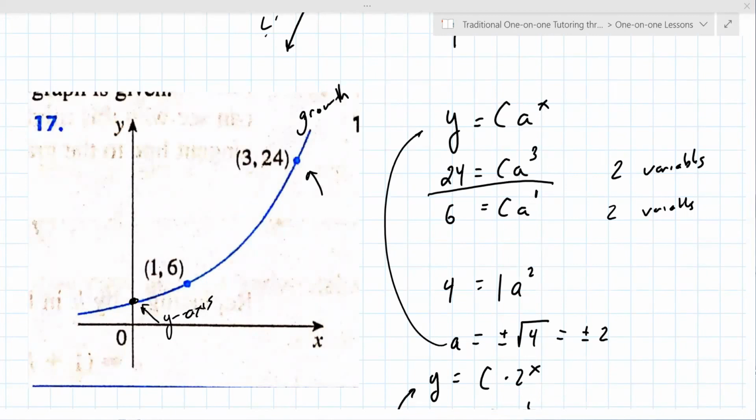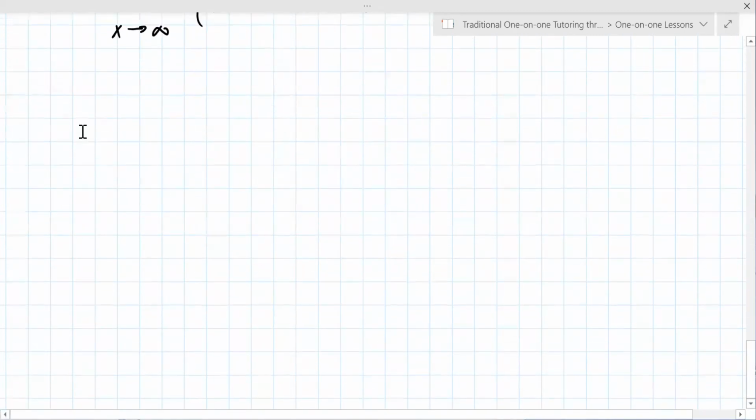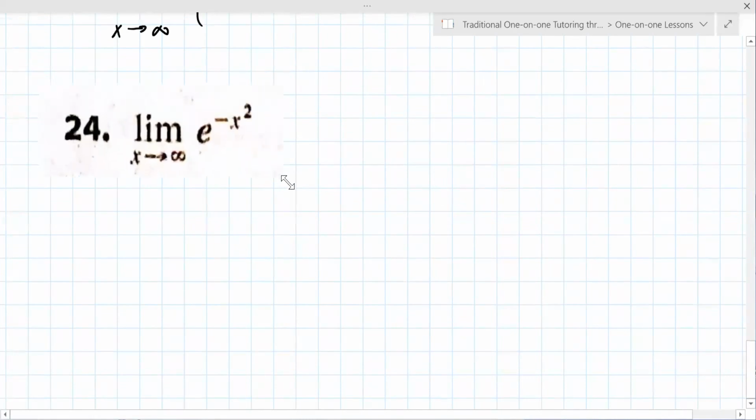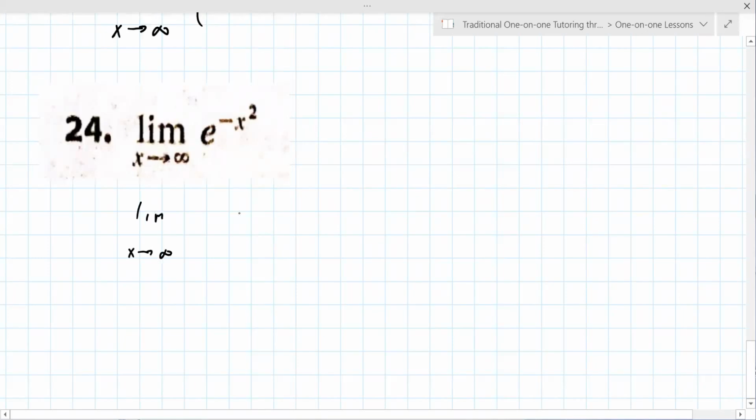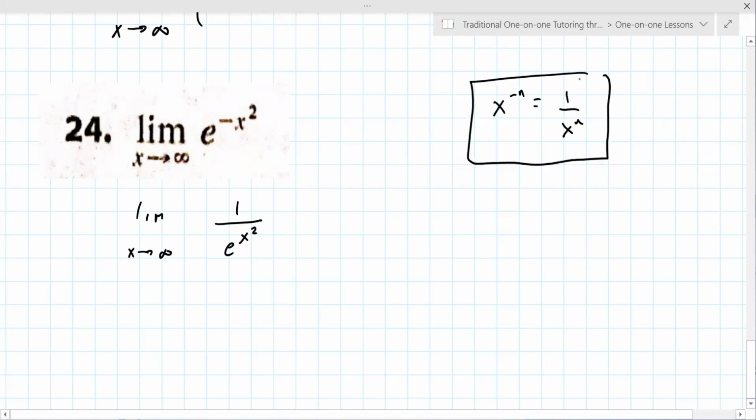This one is slightly easier to explain and more understandable, I think. So let's look at this together. All right, the limit as x goes to infinity of e to the minus x squared. This can also be written as the limit as x goes to infinity of 1 over e to the x squared. That's just using the property that x to the minus n equals 1 over x to the n. So why is this helpful?